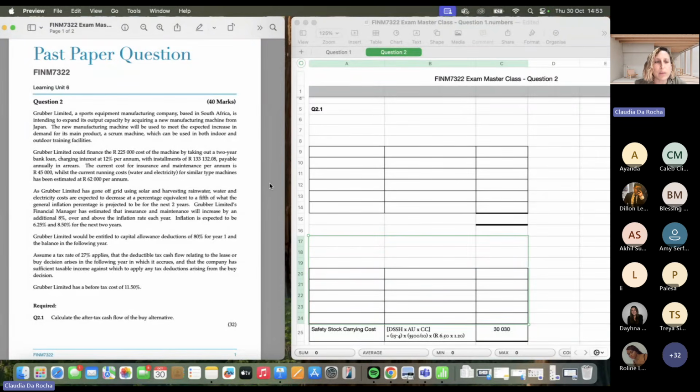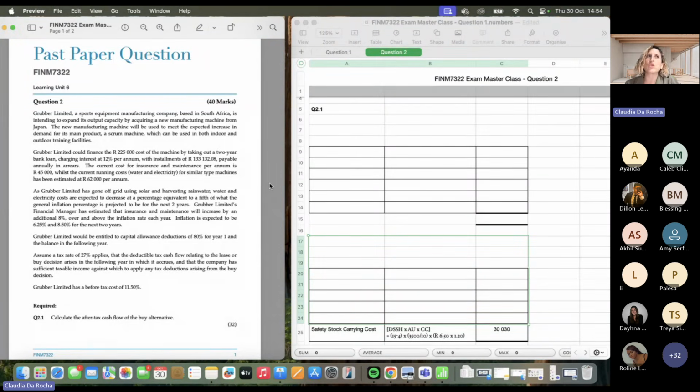Then they say Grubber Limited's financial managers estimated that insurance and maintenance will increase by an additional 8% over and above the inflation rate each year. Okay, inflation is expected to be 6.25% and 8.50% for the next 2 years. Then Grubber Limited would be entitled to a capital allowance deduction of 80% for year 1 and the balancing in the following year. Okay, so very key with these lease and buy decisions, tax. Tax was something we covered also in 3A, but it's very prevalent in these kinds of questions.